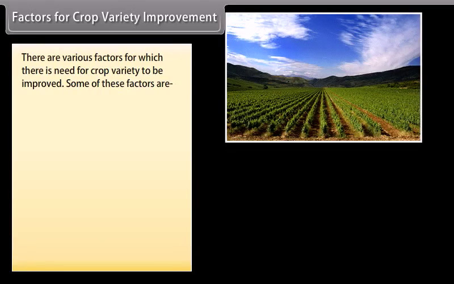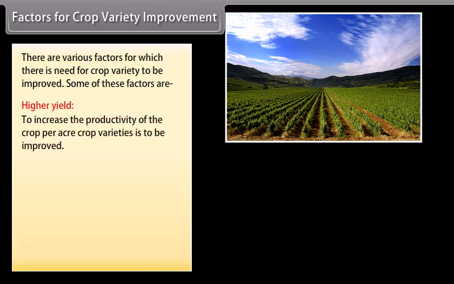Factors for crop variety improvement. There are various factors for which there is need for crop variety to be improved. Some of these factors are higher yield. To increase the productivity of the crop per acre, crop varieties is to be improved.